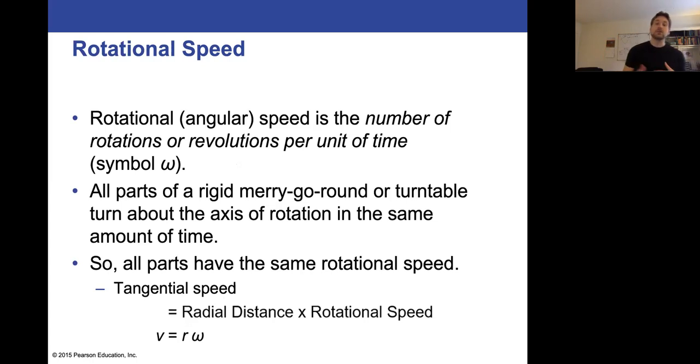Rotational speed is the number of rotations or revolutions per time. So how much rotation divided by how much time went by. All the parts of a turntable rotate about the axis in the same amount of time. All parts have the same rotational speed, but we multiply by the radial distance from the axis to the point we're talking about, to talk about the tangential speed V. So for normal linear speed, we're gonna keep the same symbol we've always had, V. For rotational speed, it's a new thing, so we gotta give it a new symbol. And I'd like to give it this swoopy W. It's the Greek letter omega.